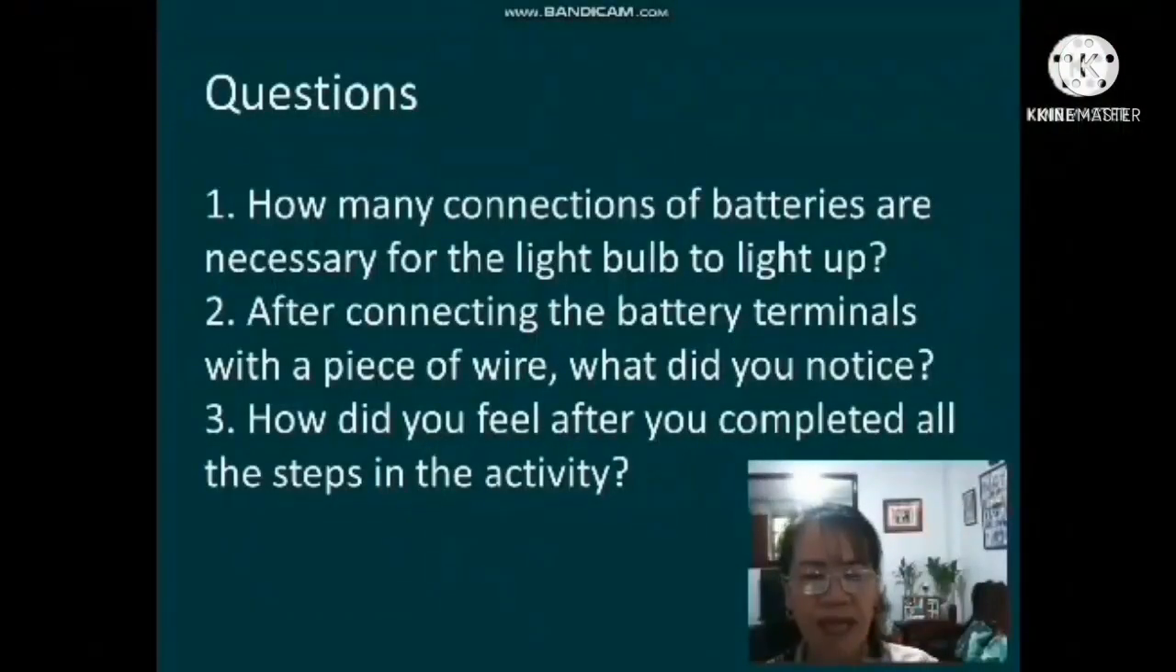After performing the activity, answer the following questions. Question number 1. How many connections of batteries are necessary for the light bulb to light up? Number 2. After connecting the battery terminals with a piece of wire, what did you notice? And number 3. How did you feel after you completed all the steps in the activity? Do the activity following the safety precautions.